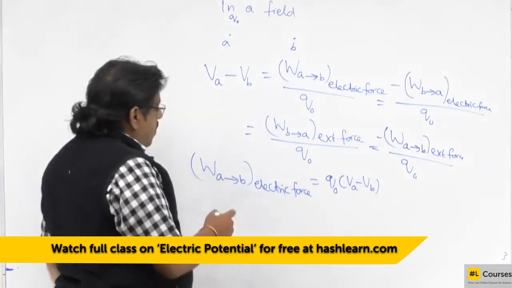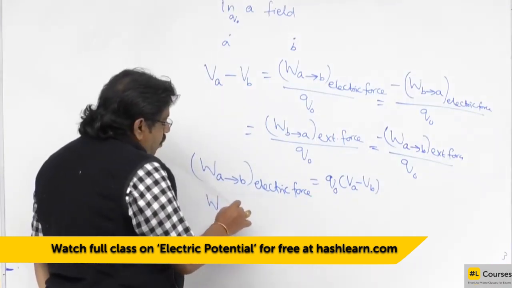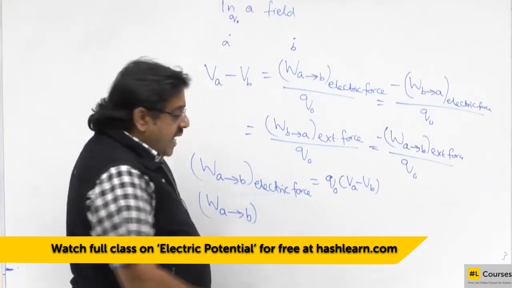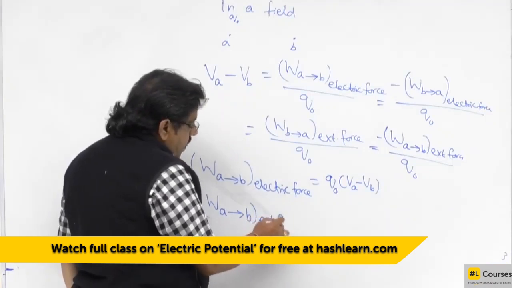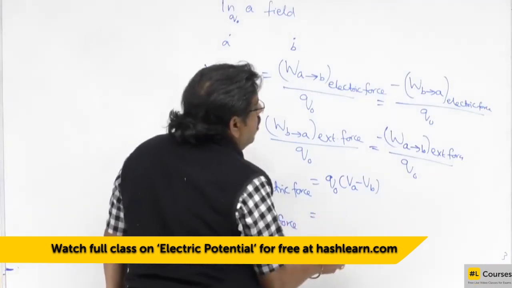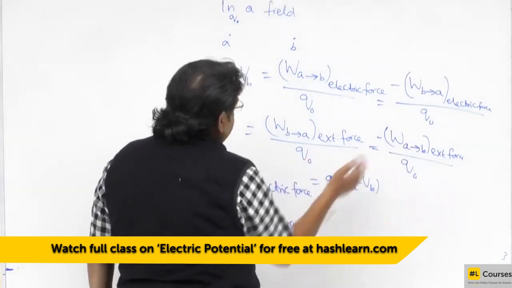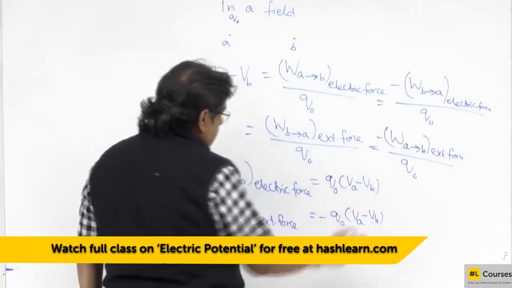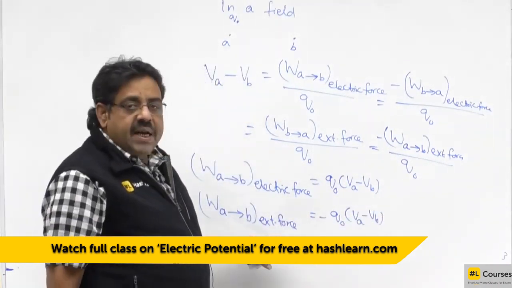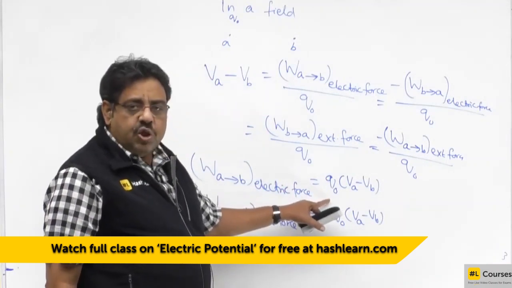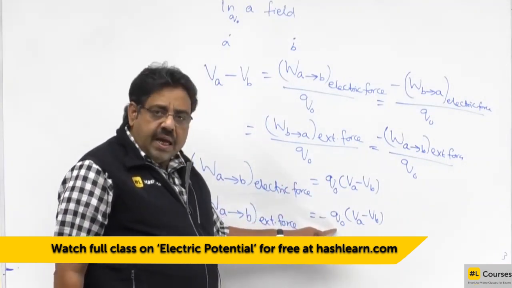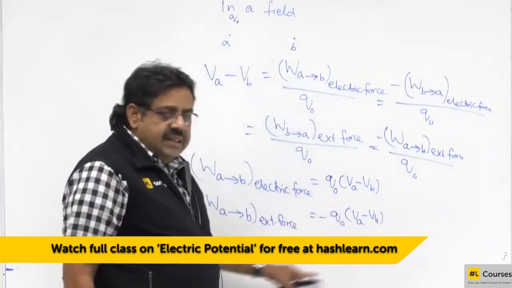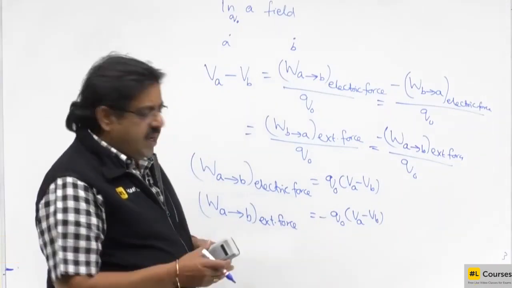Okay. Now, what is the work done in moving charge Q naught from A to B by external force? You can look here, from A to B external force means this one: minus Q naught into VA minus VB. So this is work done by external force. Here in this equation Q naught has to be substituted with sign. Here also Q naught has to be substituted with sign. Minus is an integral part of this equation. Remember that. Okay.